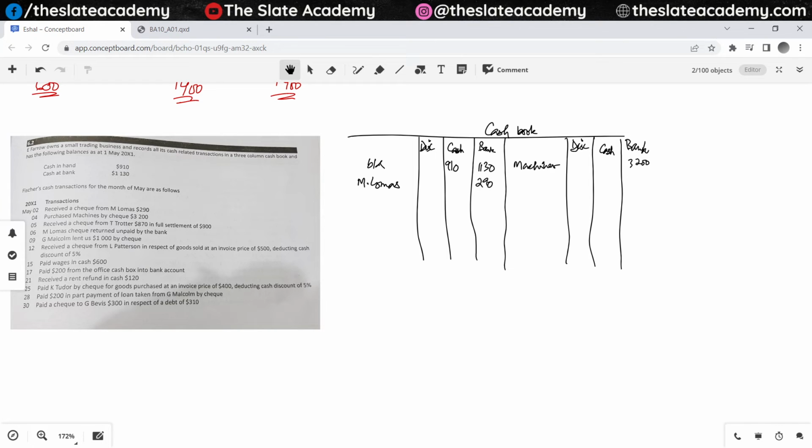Then received a check from T Trotter 870 in full settlement of 900. So the check is for 870, meaning we allowed him a discount of 30, and this is from T Trotter.